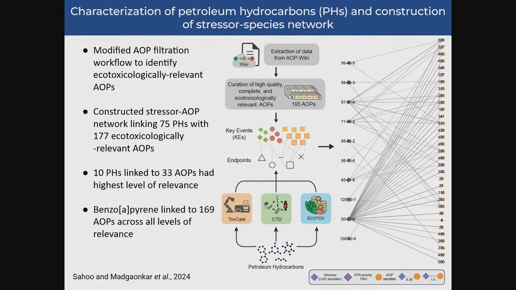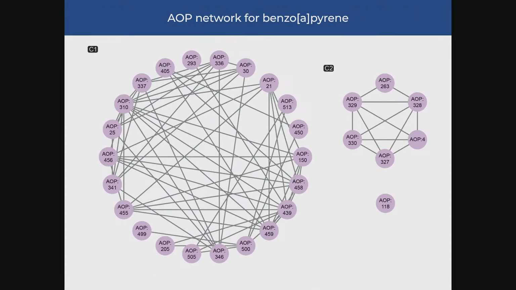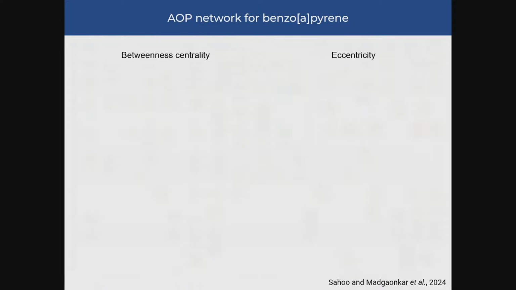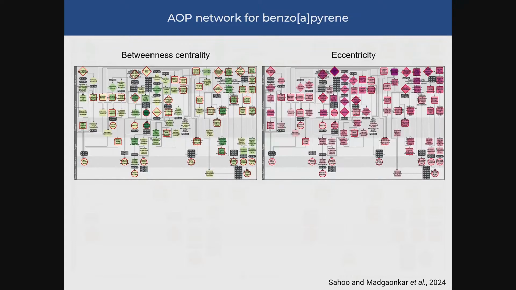further study. If we take all the AOPs associated with benzopyrene and look at how they are connected, we see that they form a largest connected component consisting of 29 different AOPs. Now if you expand that and create an adverse outcome pathway network, it looks something like this. This has around 160 to 170 nodes, and since this is a directed network, we can perform network analysis and calculate various different network-based measures such as betweenness centrality and eccentricity.